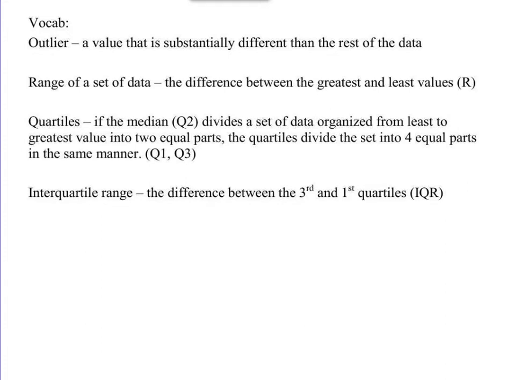Range of a data set is the difference between the greatest and the least values. And we're using this letter capital R for range. And it's very easy. You just find the highest number, you find the lowest number, and you subtract the two.